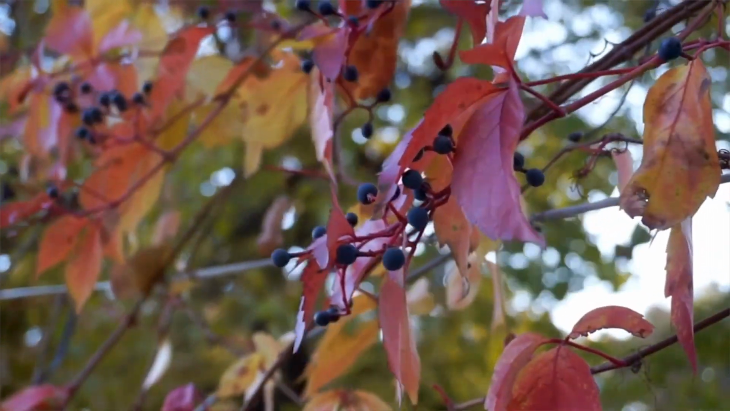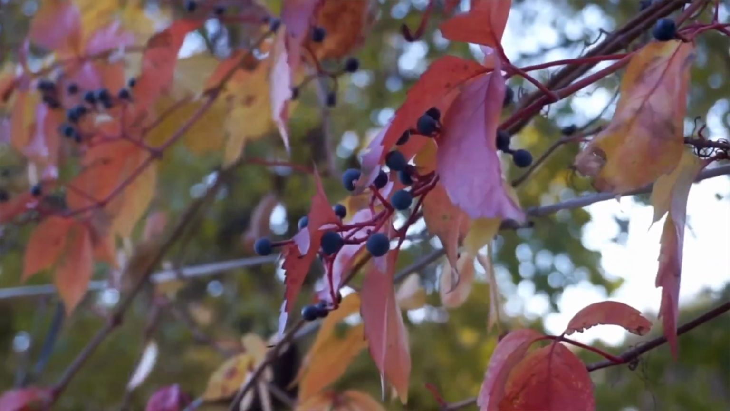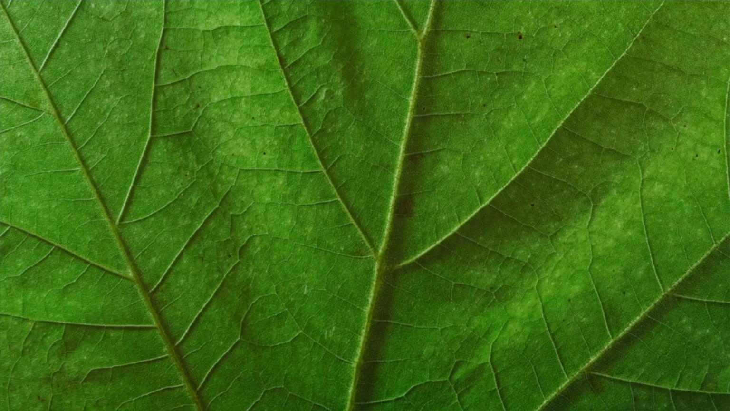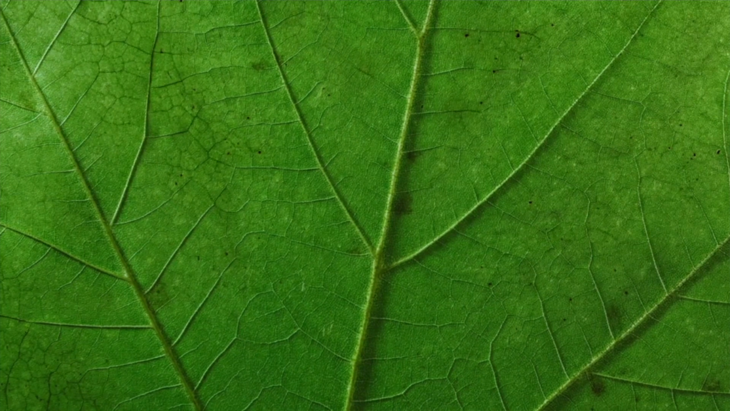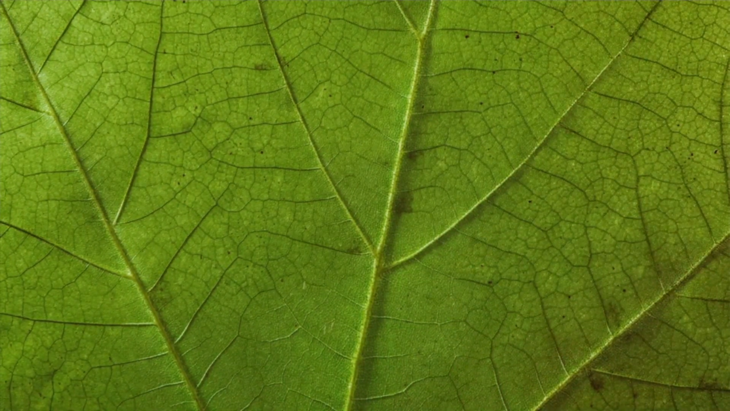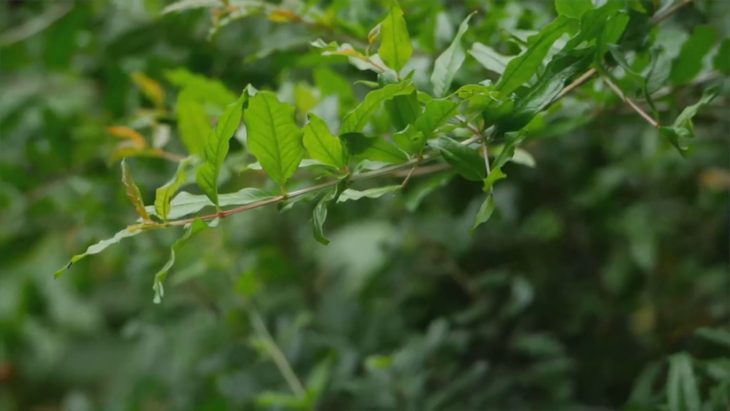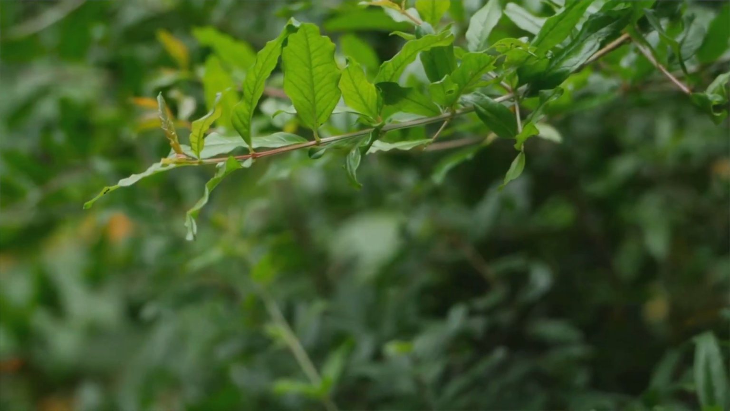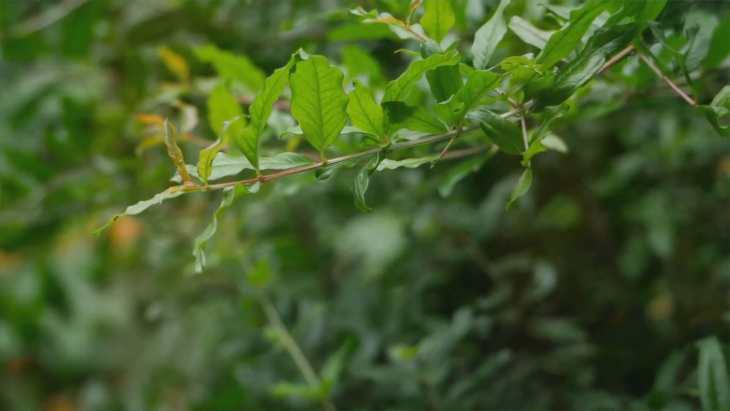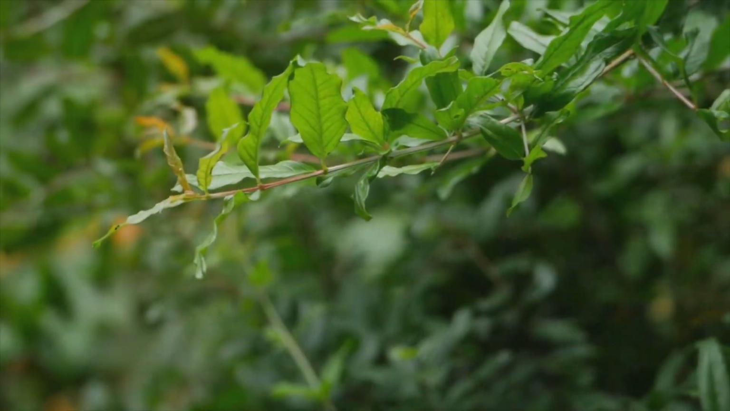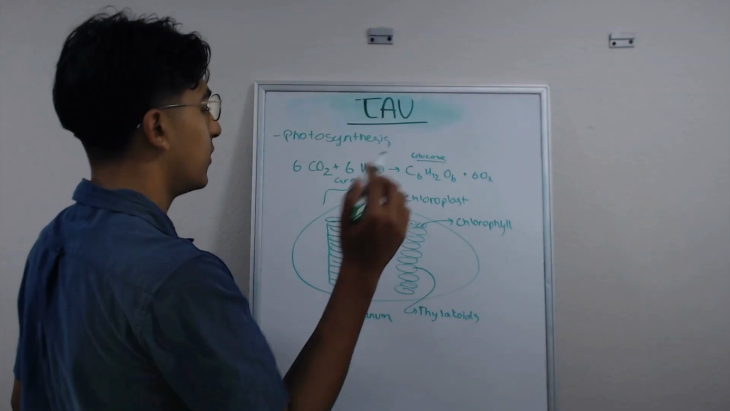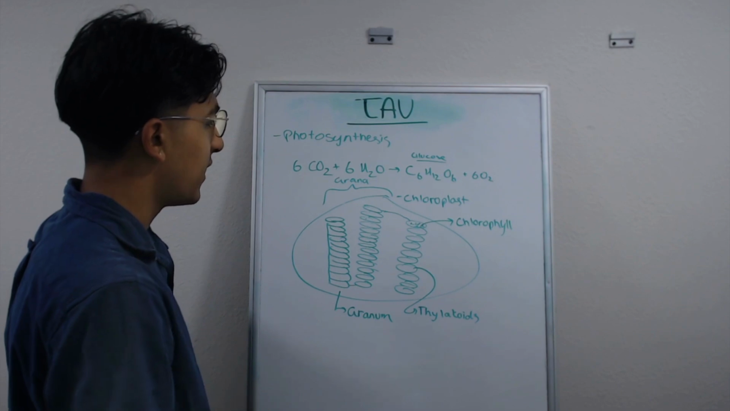But wait, in autumn, leaves change colors. Why? Plants pull back their chlorophyll to save it for later. Without the green pigment, other colors like yellow and red start to shine through. So the next time you see a green plant, you'll know it's all thanks to chlorophyll playing favorites with light. Okay, so the chlorophyll takes in light.